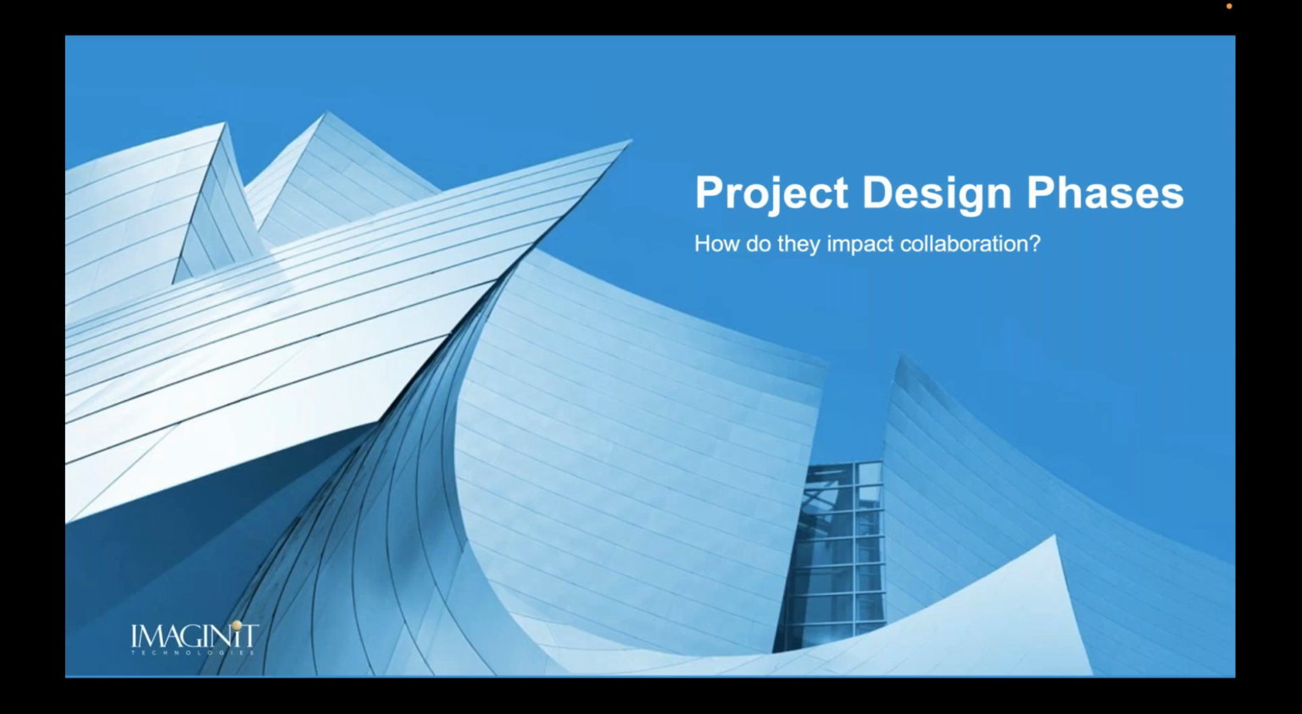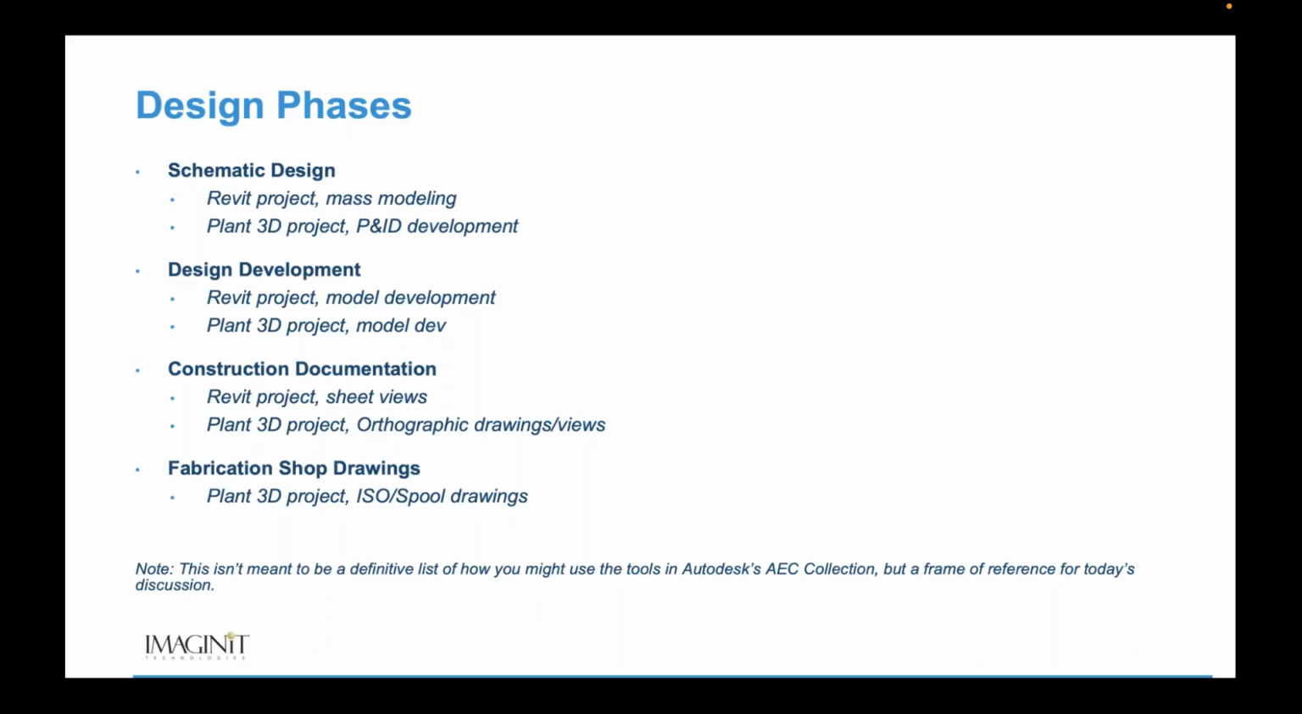So project design phases and how they impact collaboration. And this is, for all intents and purposes, my opinion. And you may have your own opinion, I'm sure we all do. But when we're talking about the design phases, schematic design in Revit is typically going to be something along the lines of doing some mass modeling. With the Plant 3D software, this is P&ID development. And this is an area that Plant 3D really has the advantage over Revit, because Revit doesn't have a P&ID modeling configuration or workflow setup in it.